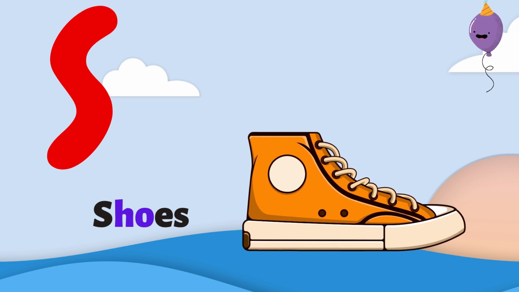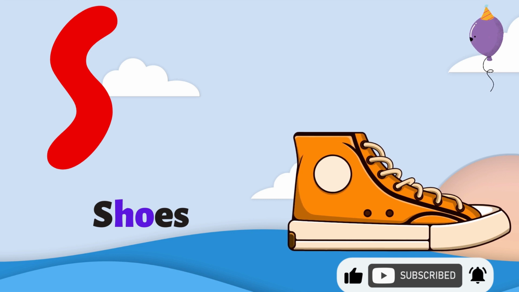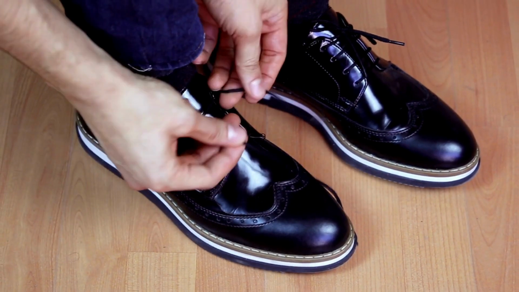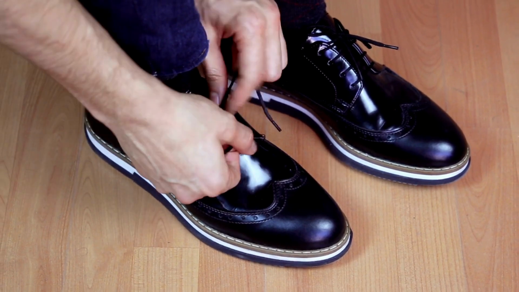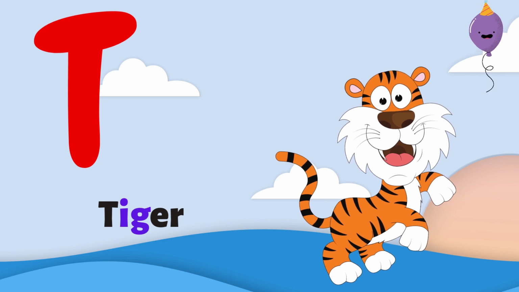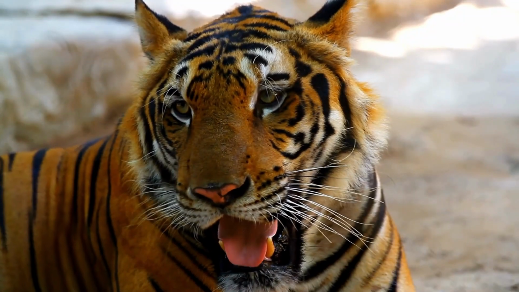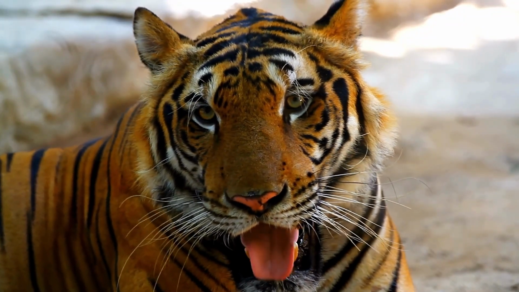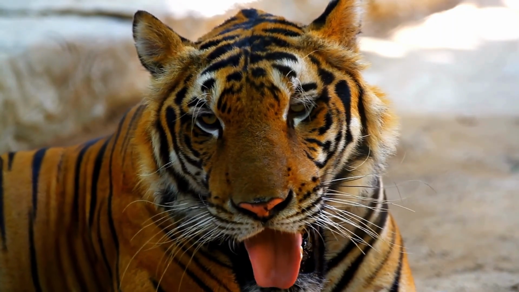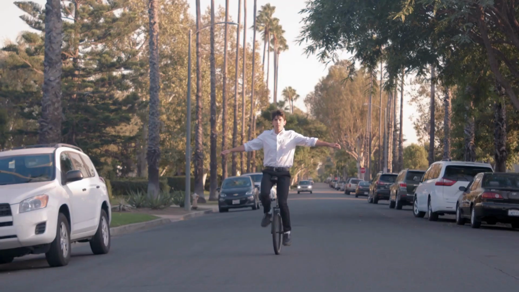S. S for shoes, S-H-O-E-S, shoes. T. T for tiger, T-I-G-E-R, tiger. U. U for unicycle, U-N-I-C-Y-C-L-E, unicycle.